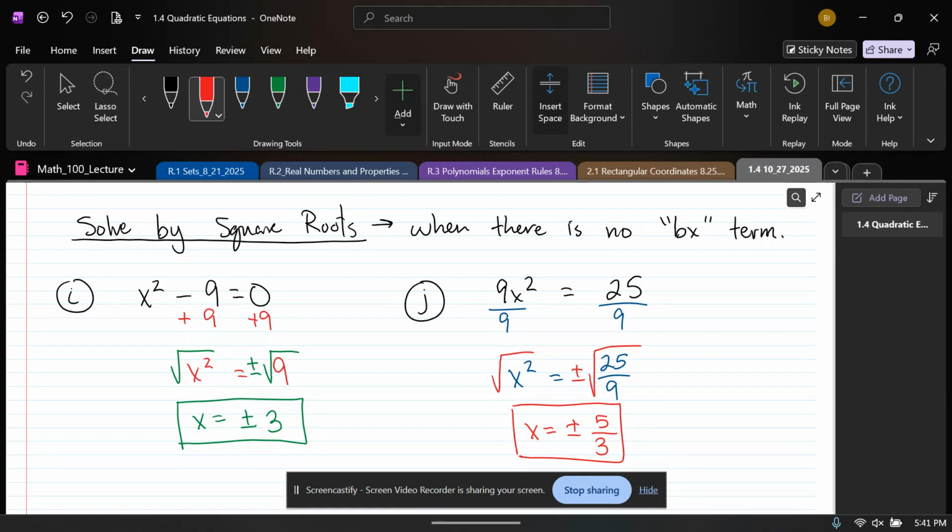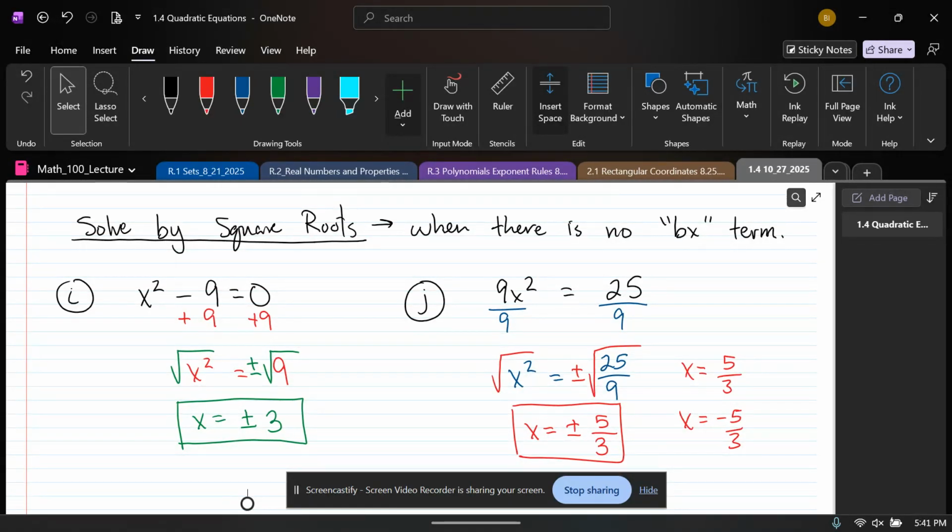Like two separate ones? Yeah, that's fine. I'm just saving writing by writing the plus or minus in front of it. If you wanted to write x equals 5 over 3 and then x equals negative 5 over 3, that's the same thing. Yeah. I just do that plus or minus just to save a little bit of time.